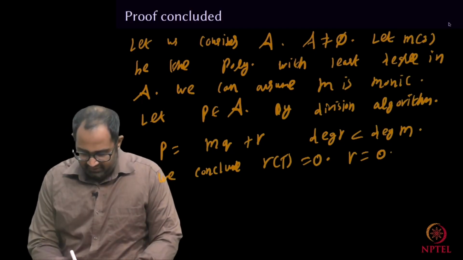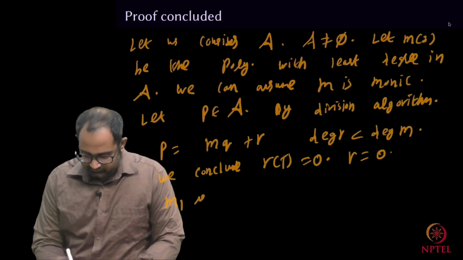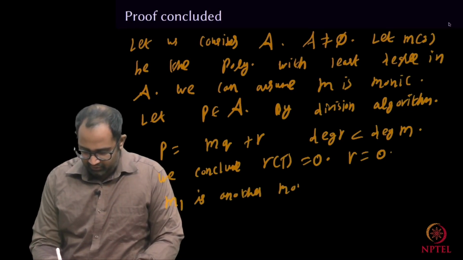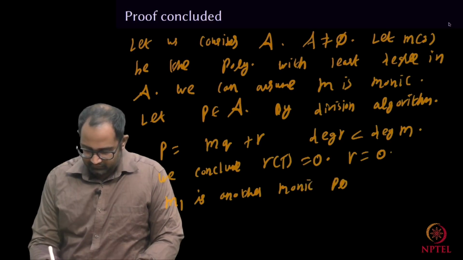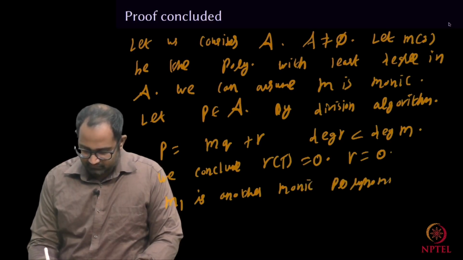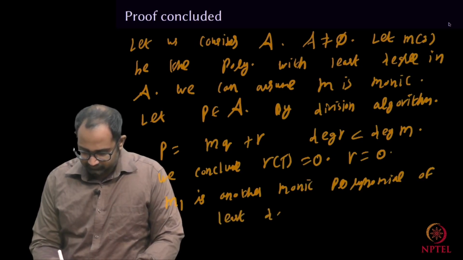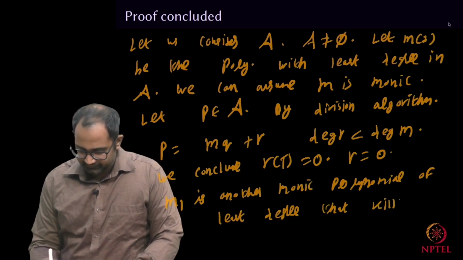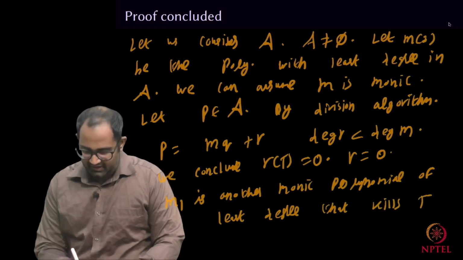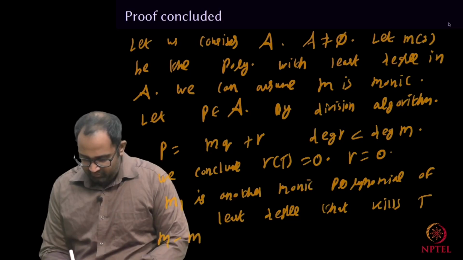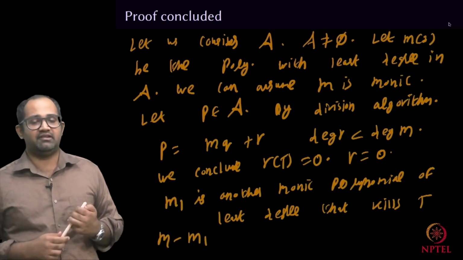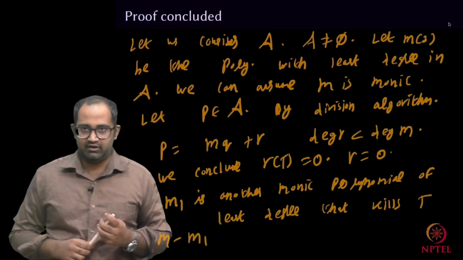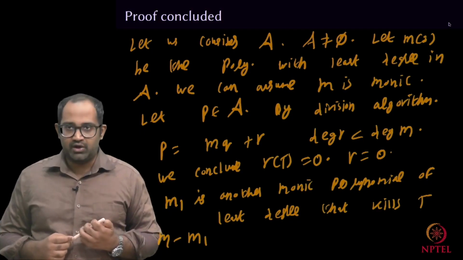That is rather simple. If M1 is another monic polynomial of least degree that kills T, then just consider M minus M1, and I'm not going to even elaborate. You will get a simple nonsensical conclusion. Therefore, M has got to be equal to M1.